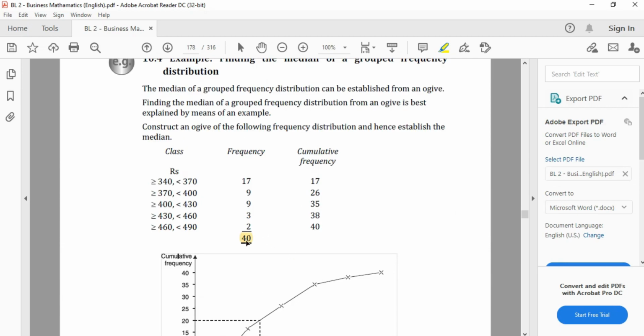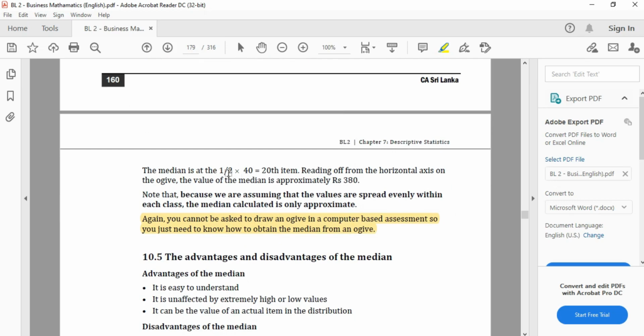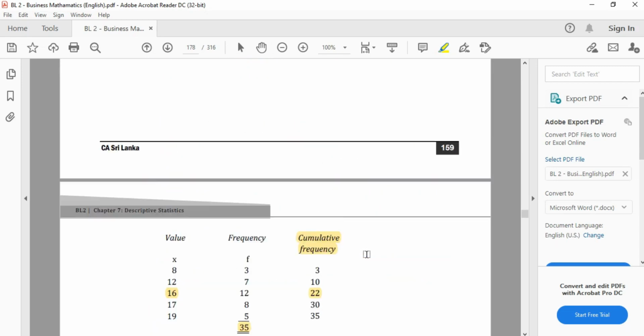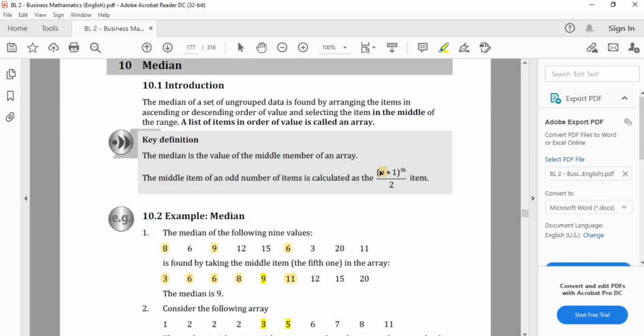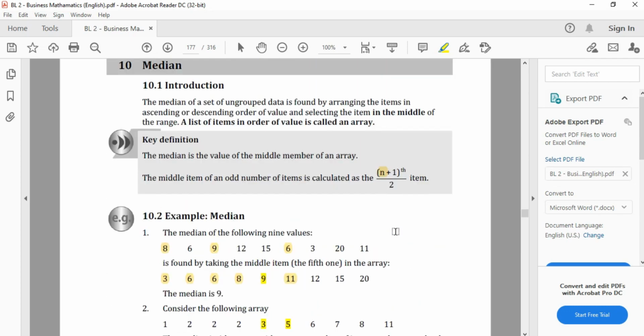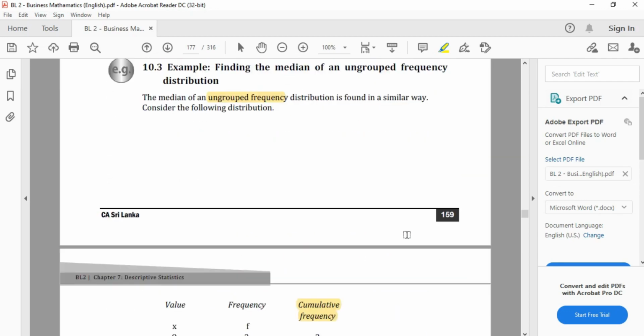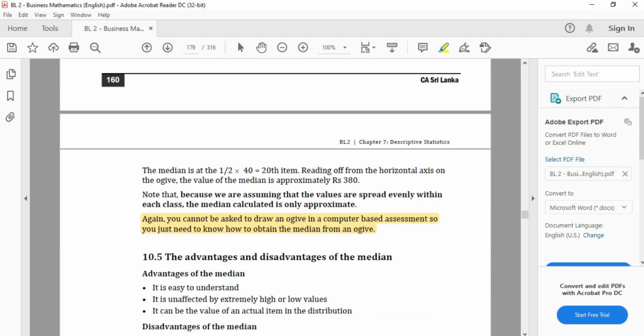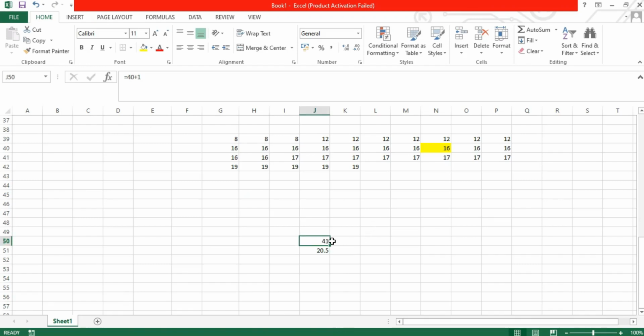Okay, so the total number of items is 40, plus 1, divided by 2. But here they multiply by half, which is kind of weird, because it can't be the case, since the first item should be considered. It can't be it. So the number of items is 40. They have not added the 1, which is why it is not right. So it should be basically 40 plus 1, 41, divided by 2, the 20.5th item.